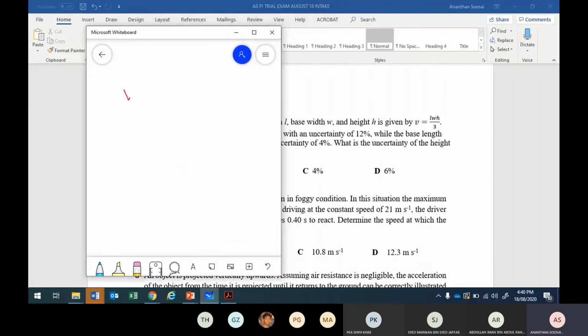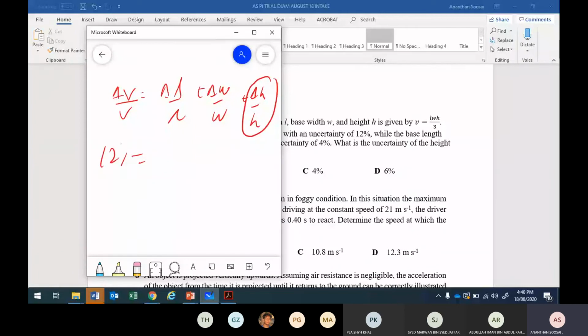So change of V over V equals change of L over L plus change of W over W plus change of H over H. They're asking for H, so we are looking for H. This is 12%, this is 4%, this is 4%. So how much is this? You get C, 4%. Easy. Okay, good. So all of you got C.